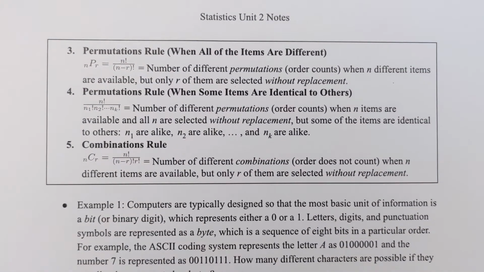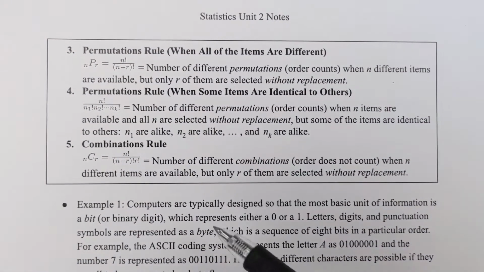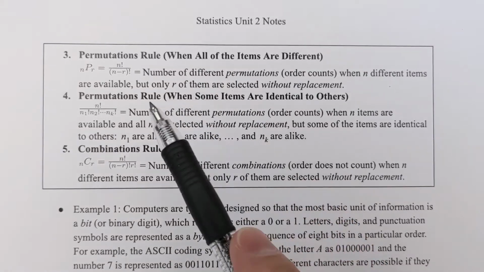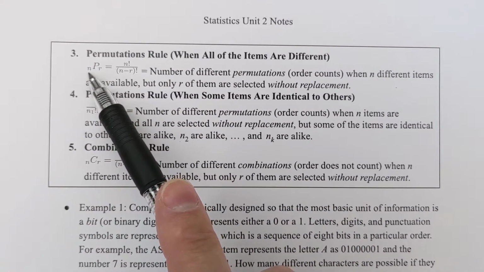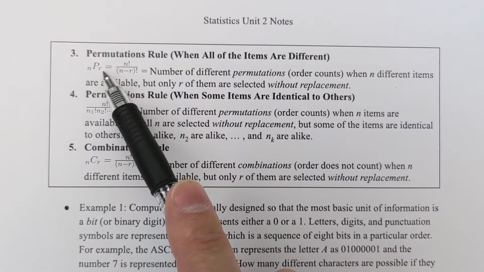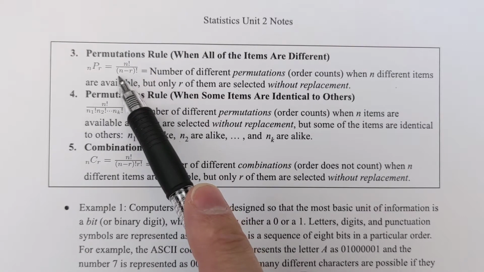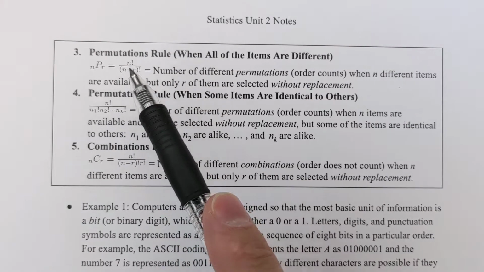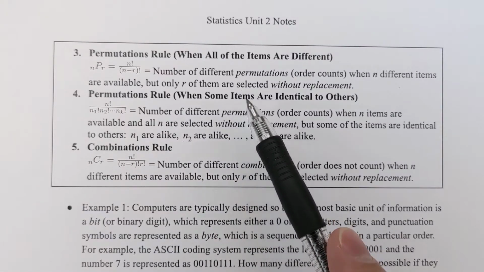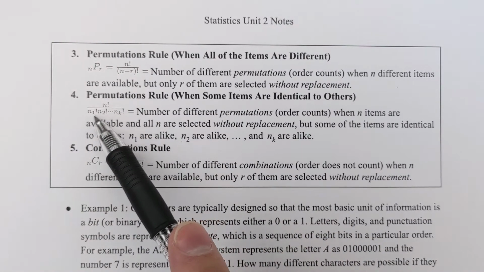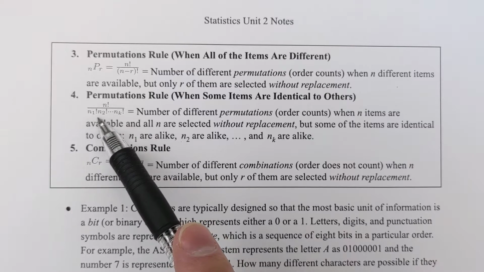Okay, got a couple more rules up here. So, permutation rules when all the items are different. n is the total number of items. r is the number you're selecting at a time. So it's n factorial divided by the difference factorial. When some items are identical to each other, it's n factorial divided by n1 factorial, n2 factorial, and so on, which are the numbers of repeats.